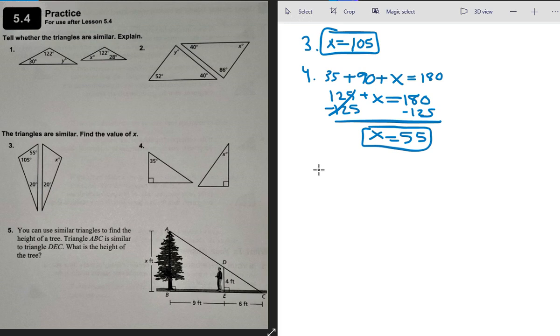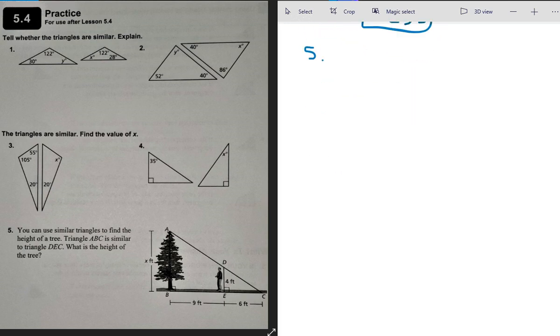All right, going on to the last question, number 5. On number 5, it is the problem that you're trying to find the height of a tree. It says you can use similar triangles to find the height of this tree. Triangle ABC, that's the big triangle, is similar to triangle DEC, and DEC is the small triangle here. So what's the height of the tree? All right, so this is just like the flagpole example that I put in the notes. So I've got the large triangle.